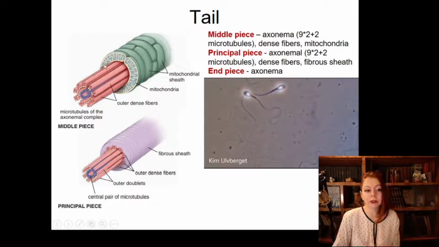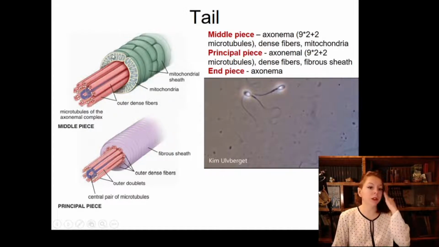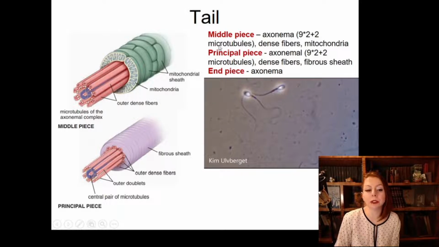To get ATP, it needs mitochondria. And there are a lot of mitochondria in the tail, exactly in the middle piece. So the middle piece contains those 3 elements: the axonema, then those coarse fibers, so dense fibers, and mitochondria around them. Then the principal piece has almost the same structure except for mitochondria.